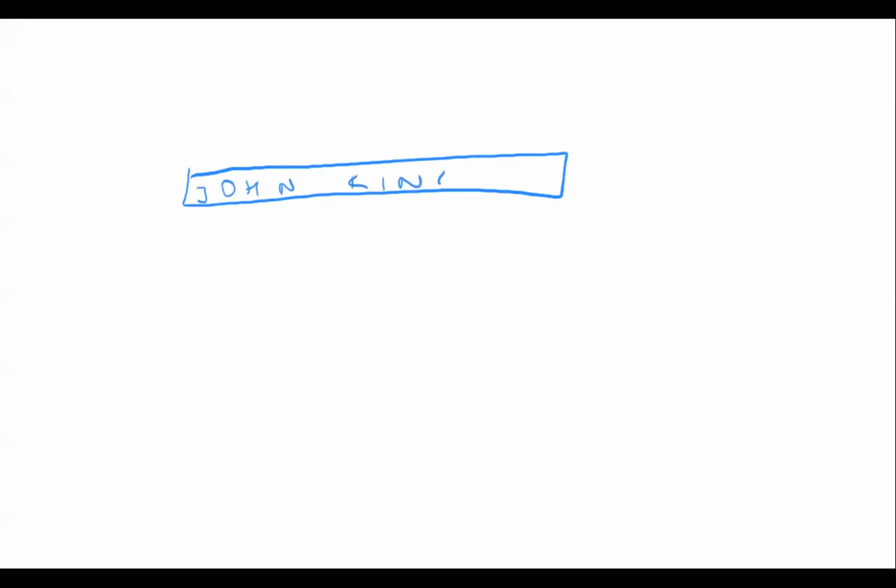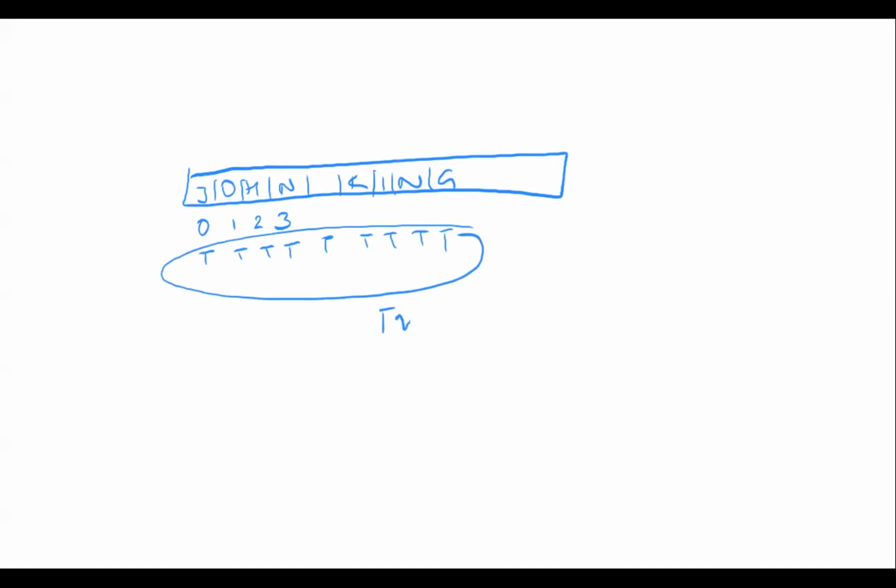So let's go over it a little bit. How this actually works is, say you have John space King. What this does is it goes 0, 1, 2, 3. All these are true, it doesn't do anything. This is true, it doesn't do anything. Space is there, so this is true, this is true, this is true. That means if all of these are true, your answer to that function should be true.